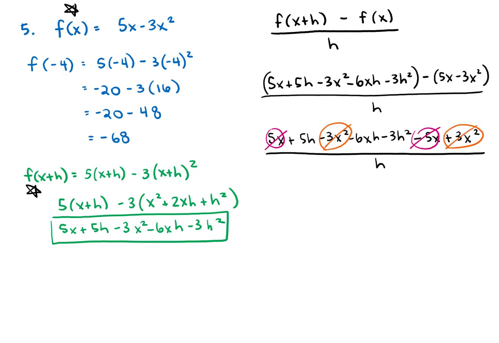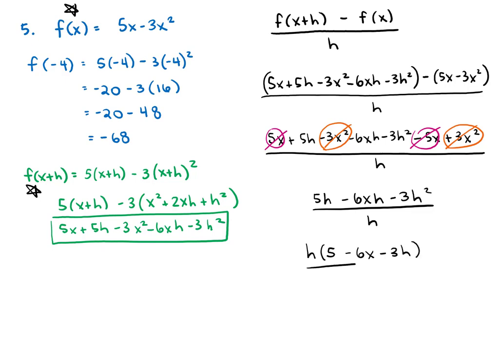And then I'm going to rewrite what I have as 5h minus 6xh minus 3h squared over h. And let's factor an h out of that numerator. I would be left with 5 minus 6x minus 3h all over h. And then let's go ahead and reduce that fraction because I have a term on the numerator and denominator that can cancel out. And so I'm left with 5 minus 6x minus 3h.